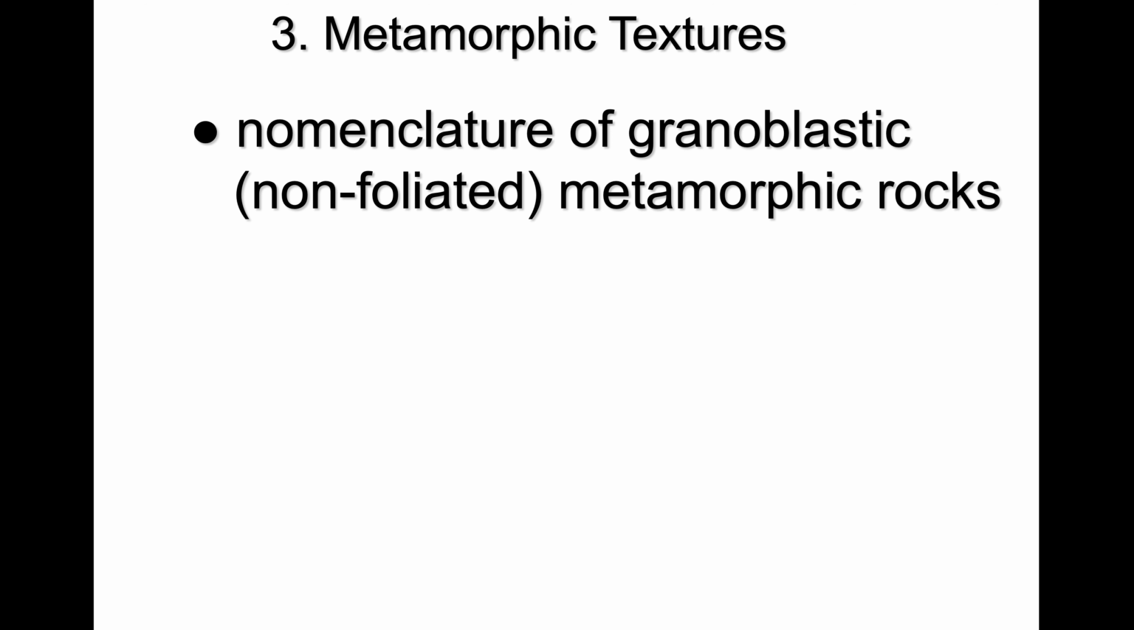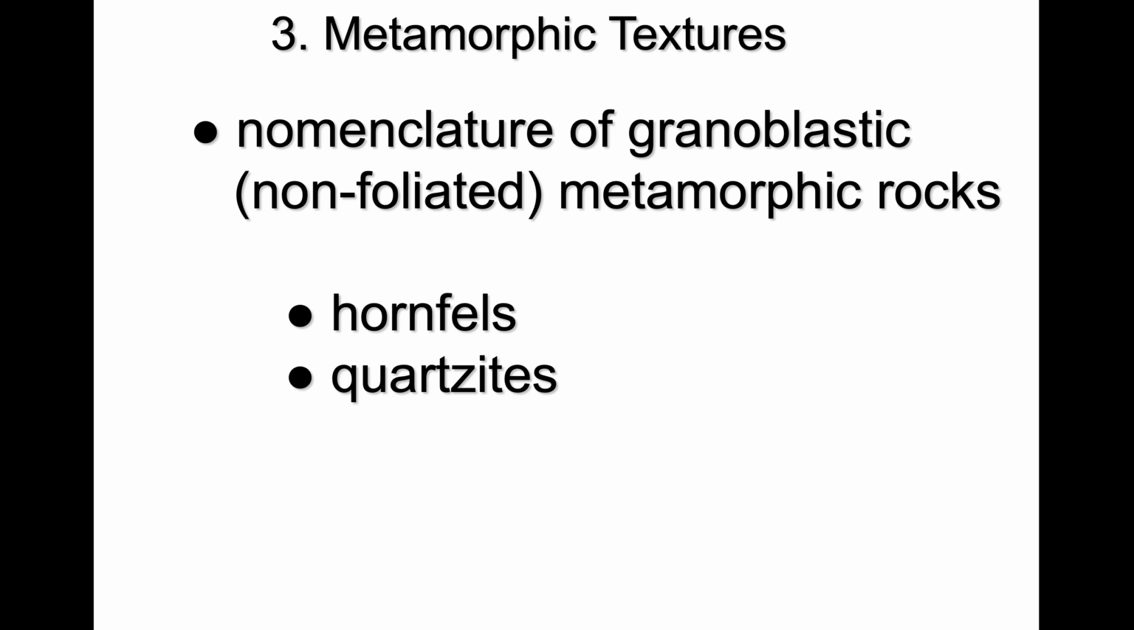So here we have it already, nomenclature of granoblastic non-foliated metamorphic rocks, yeah. Such a granoblastic metamorphic rock is for example a granulite. In a granulite you cannot observe any foliation anymore. Or the hornfels, and hornfels is a contact metamorphic rock. So the hornfels was not affected by high directed pressure conditions, it was just heated up.